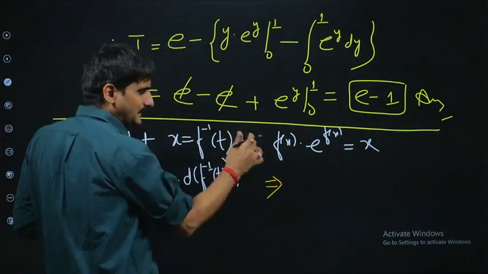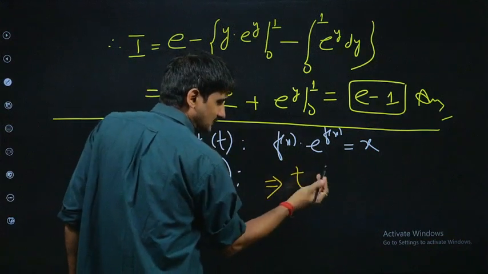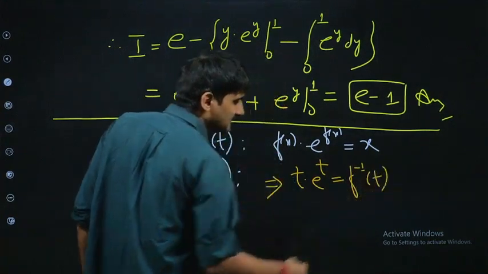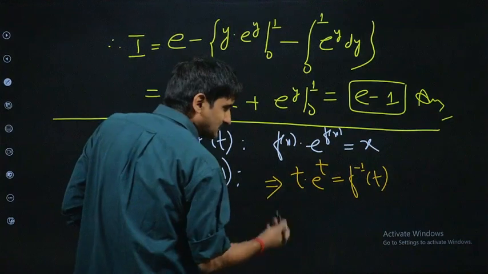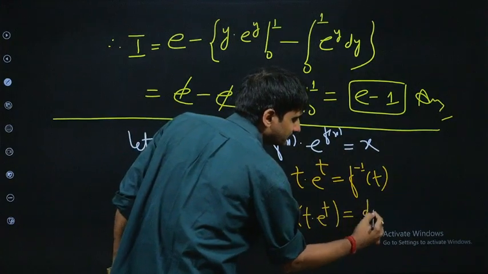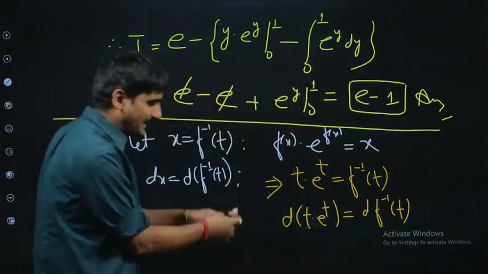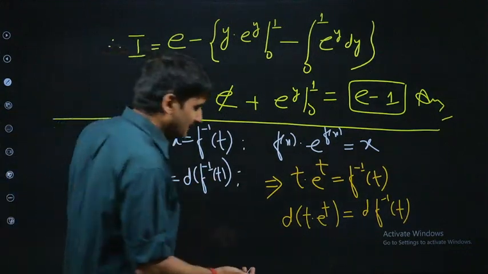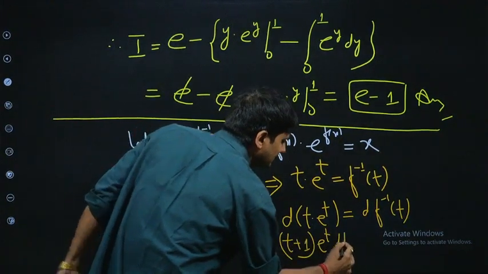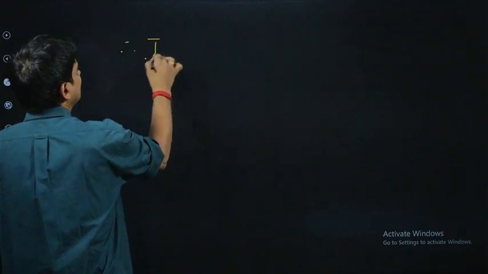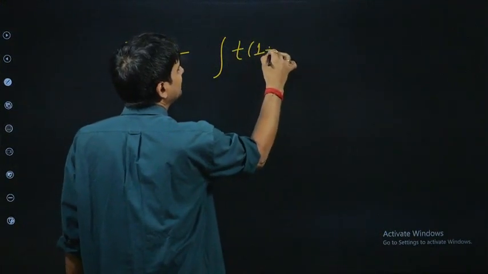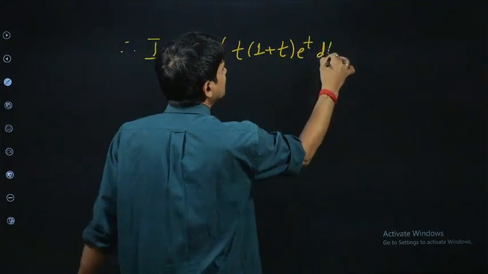Now here, if I replace x by f inverse of t, won't that be t? It will be t. e raised to the power t, and this is our f inverse of t, and it is actually the same method. Why so? Because to get d of f inverse of t I have to differentiate it, and you get back the same thing, so it is nothing but t plus 1 e raised to the power t dt. So the integral will be, for f(x) it's t, so t into 1 plus t e raised to the power t dt.